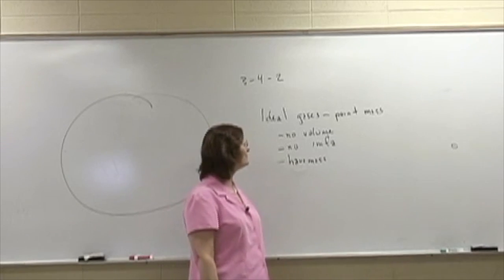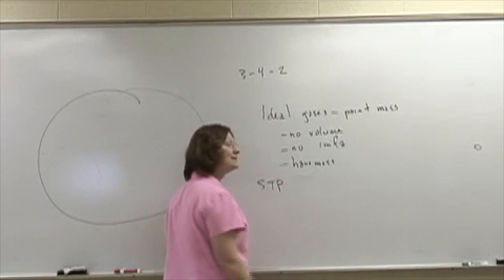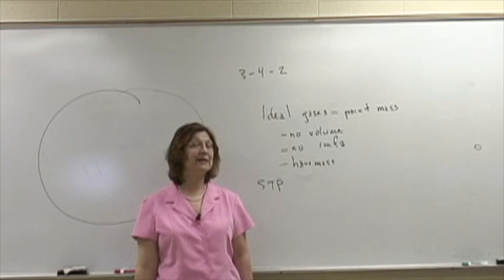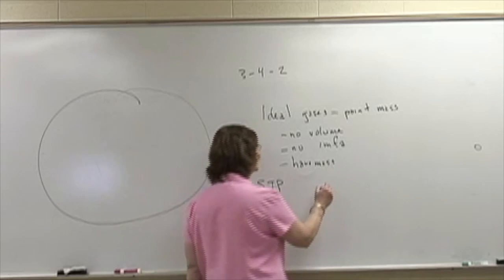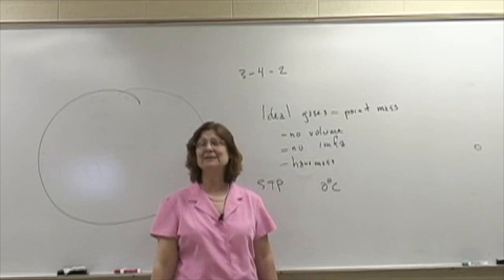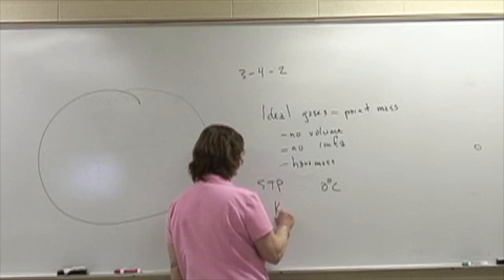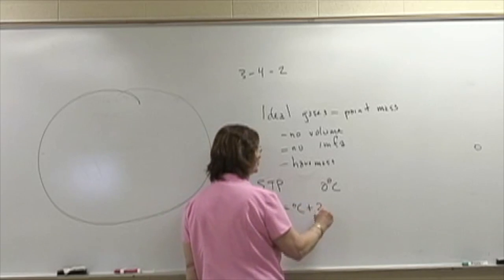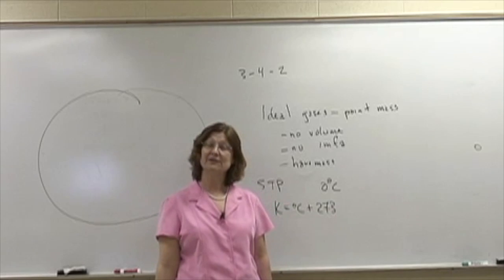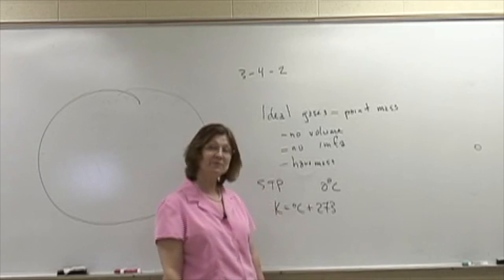Now we also have some information that we need to understand, and it's called STP, standard temperature and pressure. Standard temperature is 0 degrees Celsius. However, we always, without exception, use Kelvin in our gas laws. And therefore, Kelvin is equal to degrees Celsius plus 273. And therefore, 0 degrees Celsius would be 273 Kelvin. And that is considered standard temperature.